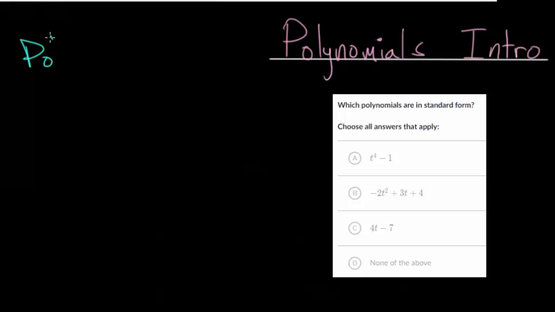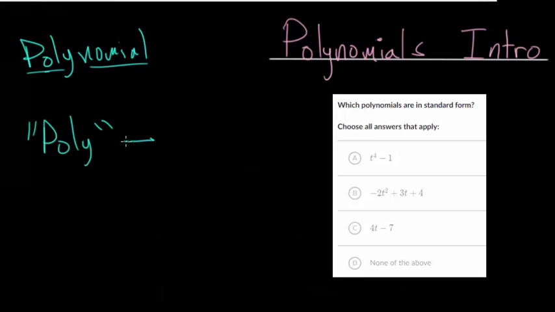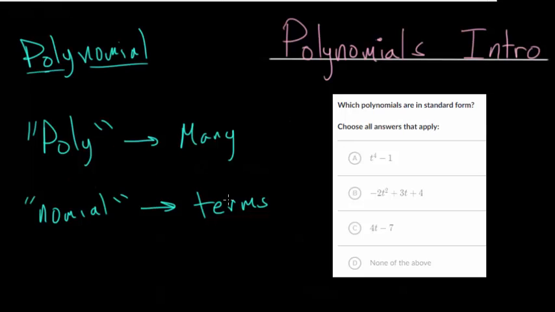And essentially this word can be broken down into two different parts. The root word poly and this end part here, nomial. So poly, when you see that word, you want to either think many or multiple. And then the word nomial essentially is the word for terms or term. So when you see polynomial, you want to think many terms.